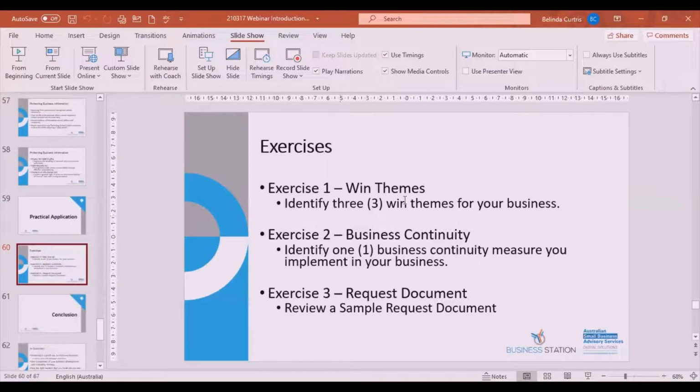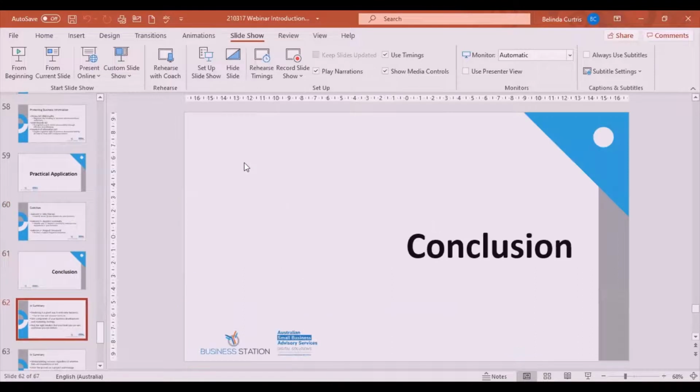So these are a couple of things that you just might want to take away with you from this exercise. So go away and identify some win themes, look at some business continuity measures that you can put in place, and go to the tender portal and download a tender, any tender document that you can see that's relevant to your business, and have a look at how it's structured. So there's a couple of exercises that you can take away from this session.